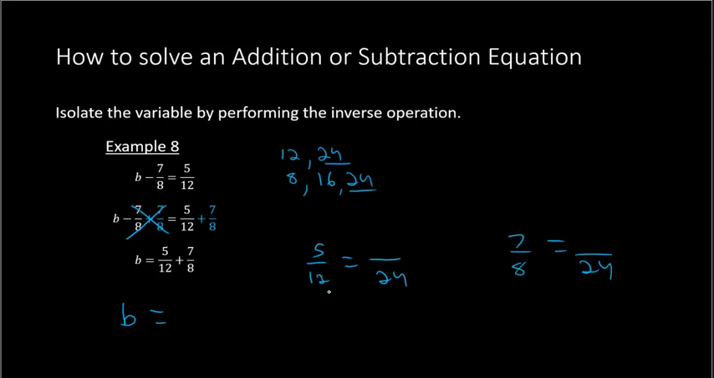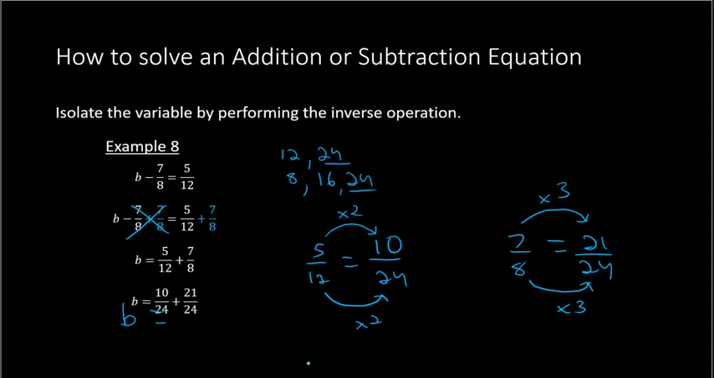So we look at the bottom of the first fraction. 12 times the 2 would get 24. Do the same thing on the top. 5 times 2 would be 10. Other fraction, 8 times 3 is 24. 7 times 3 would give you 21. So what we have is 10/24 plus 21/24, which would give us 31/24.